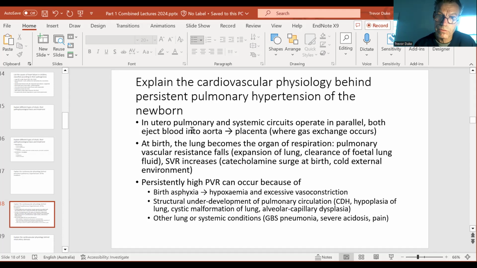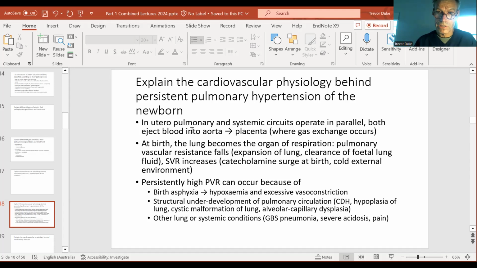But when the pulmonary vascular resistance drops, there's a preferential flow of blood into the pulmonary circulation, and the foramen ovale closes. Now, two things happen. One, pulmonary vascular resistance drops, but also systemic vascular resistance increases after birth. It increases partly because of a catecholamine surge, the stress response of birth, that leads to increased systemic vascular resistance or vasoconstriction. But also the cold external environment leads to vasoconstriction. So therefore, the SVR increases, the PVR decreases. There's a gradient between the two. Therefore, the foramen ovale closes.